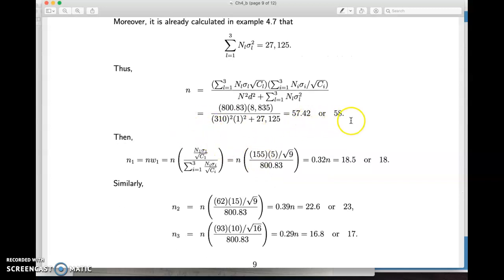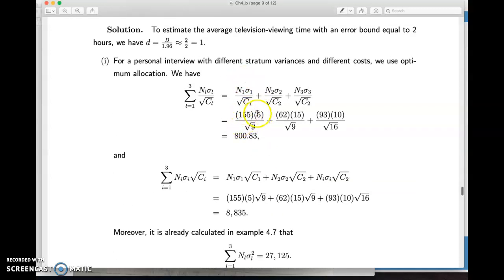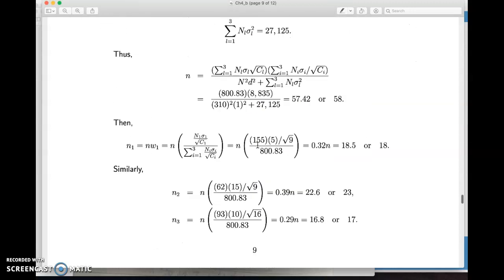Then we can perform the allocations. Out of the 58 sample size, how do we allocate into each of the towns? So we follow the optimal allocations. For the first town A, the size N1 is equal to the total sample size multiplied by W1. W1 is defined as, in town A, what is the factor with respect to the entire population. In other words, we are looking at population size multiplied by the variability divided by the square root of the cost, out of the total. So if we do the calculation, we are looking at this bit divided by 800.83. So this is around 32% of the total sample size allocation. So it's about 18.5 or 18.